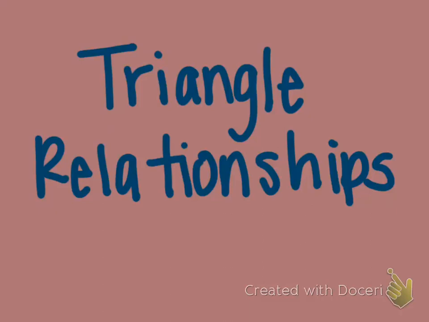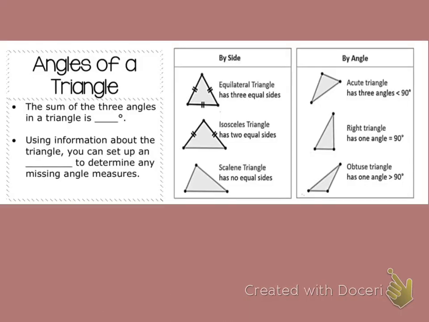Today we are going to talk about triangle relationships. Angles of a triangle: we know that the sum of all three angles in a triangle is 180 degrees. And using the information about the triangle, you can set up an equation, which is what we're going to be doing today, to determine any missing angle measurements.